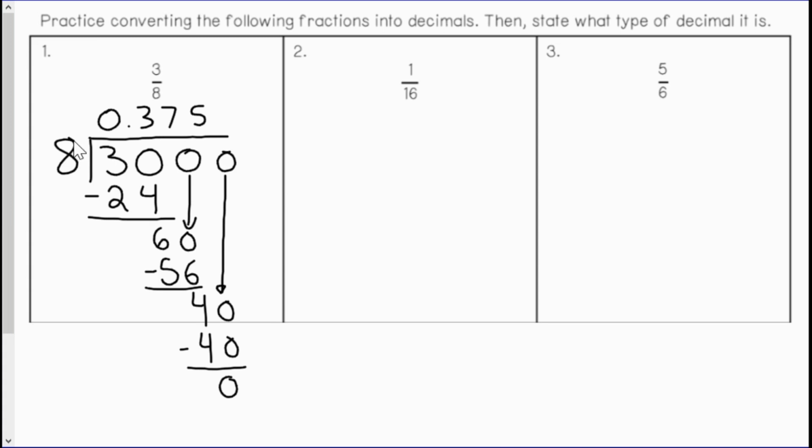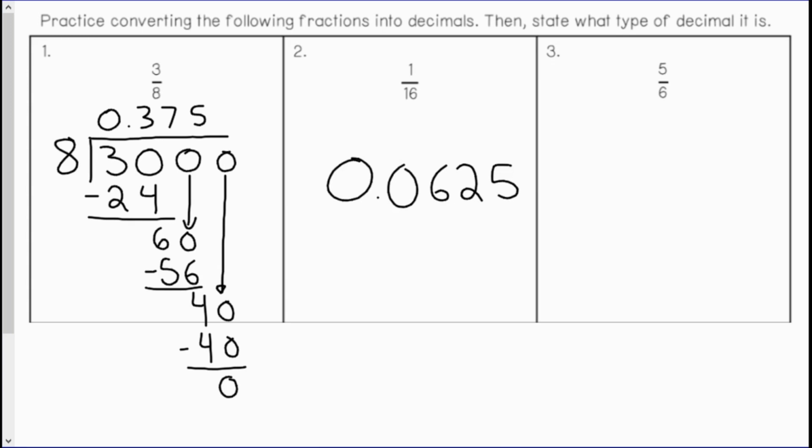Using the same logic for number 2 as number 1, 16 would be my divisor, and 1 would be my dividend. After carrying out that long division, I would get 0.0625, which again is a terminating decimal.